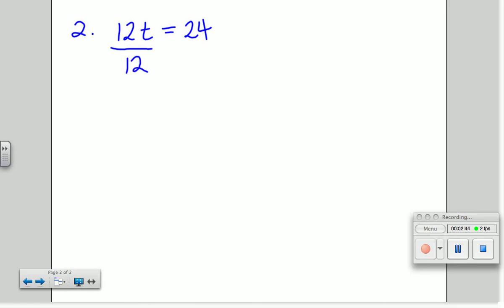If you're going to do that there, then you're going to have to do it again here. So we need to divide by 12 here as well. When we divide 12 by 12, we get just t. And on the right, when we do 24 divided by 12, we get 2. t equals 2.